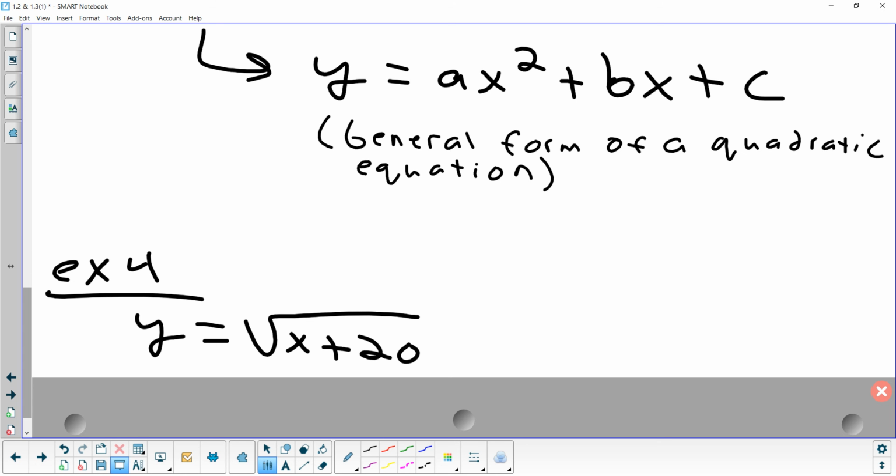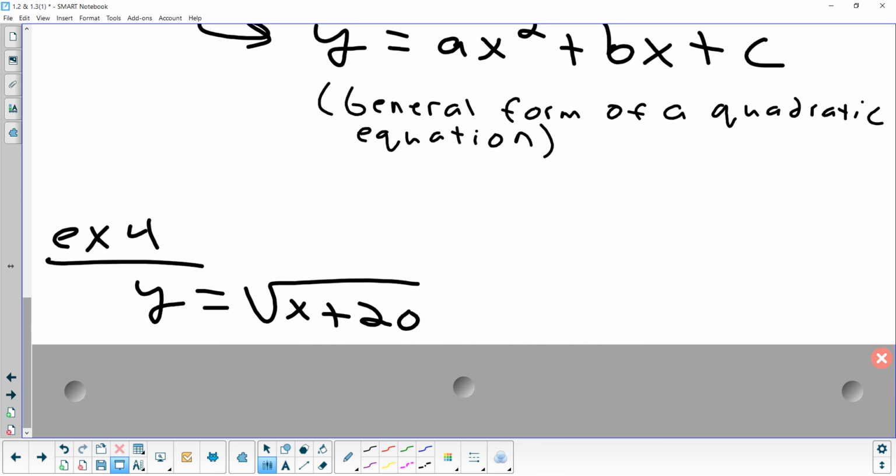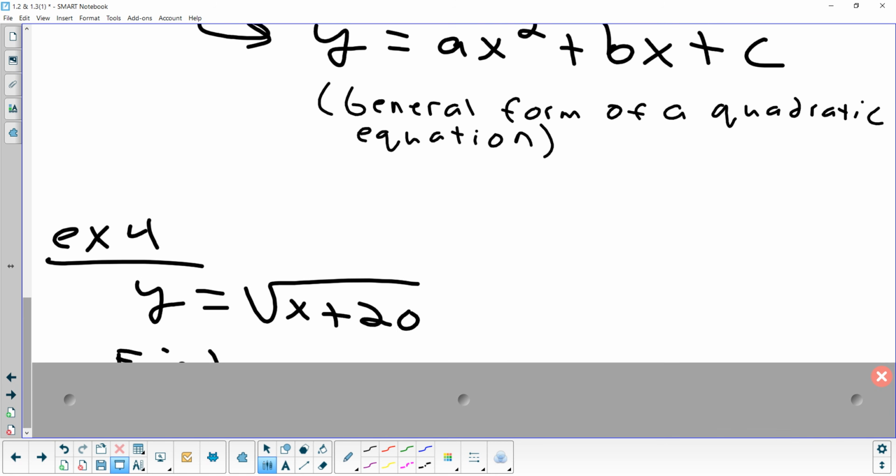Negatives. Zero is fine. A lot of people think you can't do the square root of 0. Sure you can. Square root of 0 is 0. But you cannot take the square root of a negative in the real number system. And that's what we're sticking with. So what that means in this problem is this has to be greater than or equal to 0. It can't be negative.